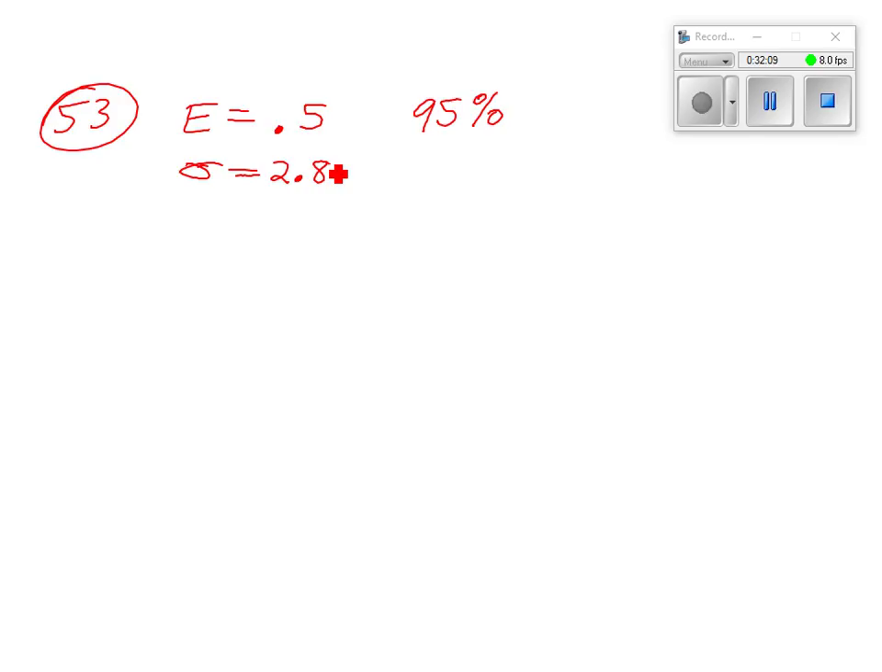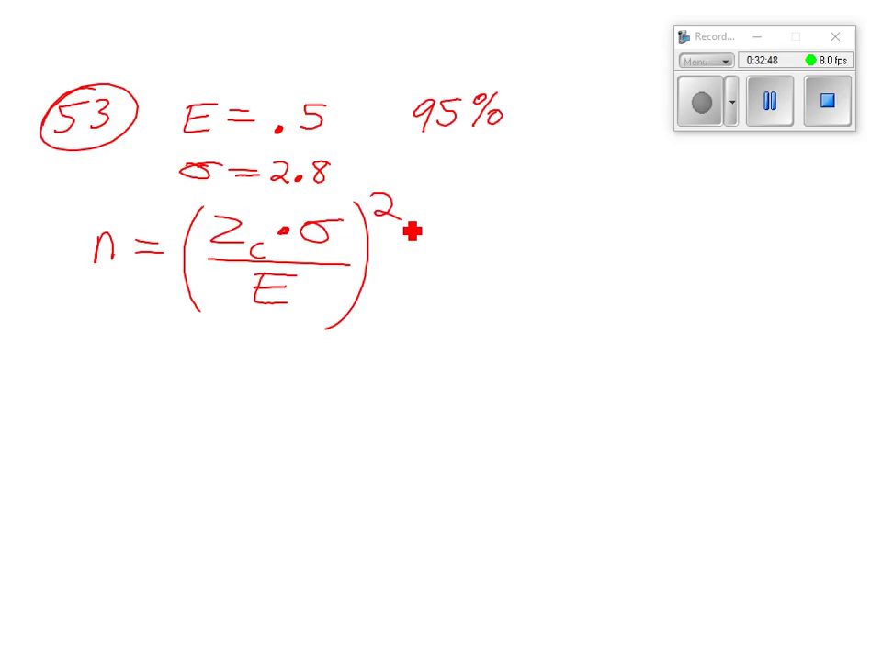Let's go. So we're trying to find n. Does anybody have the formula for n? It's Z_C times sigma, divided by E, all in parentheses, squared. We have to measure somewhere. Do you have it in your notes?